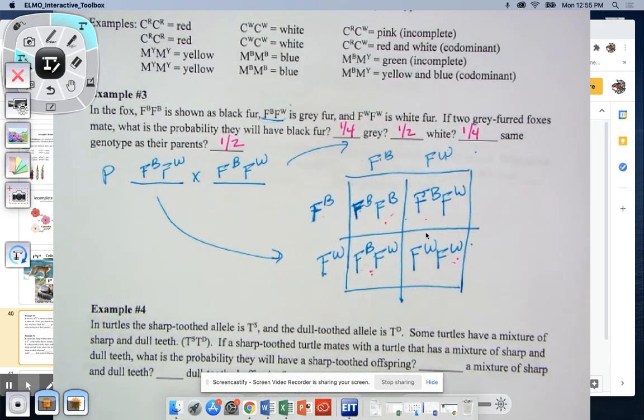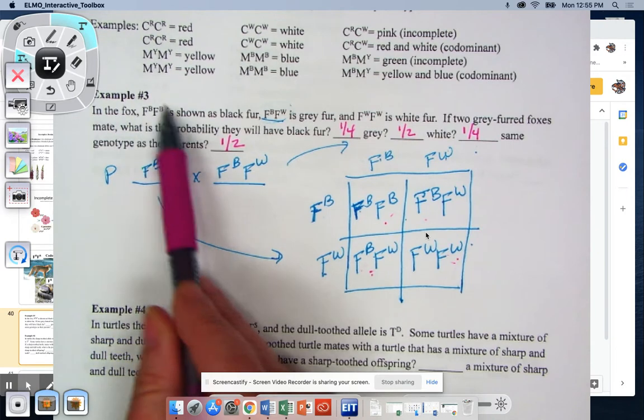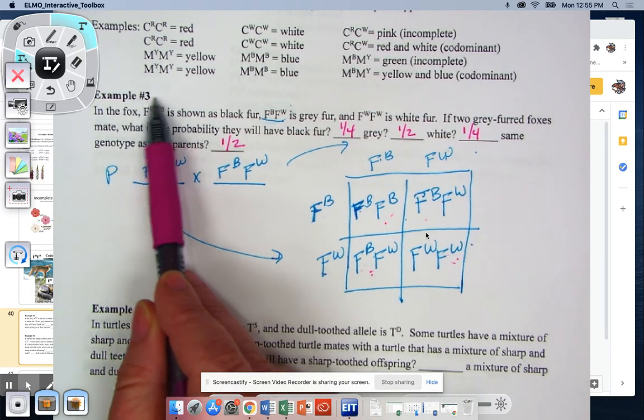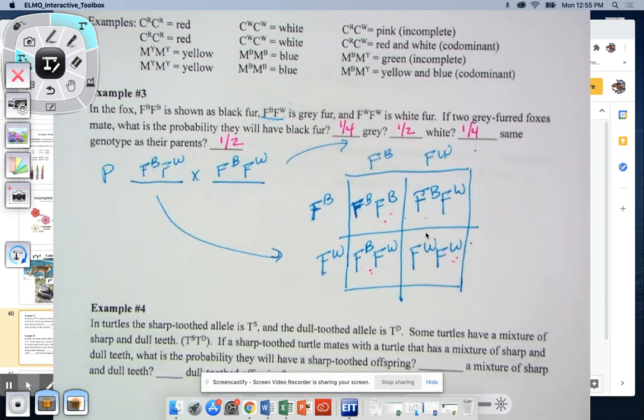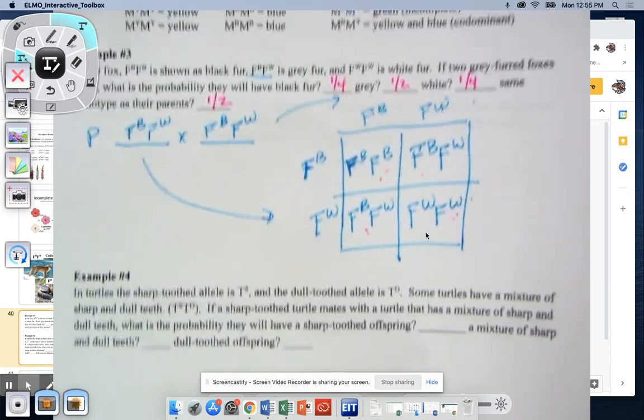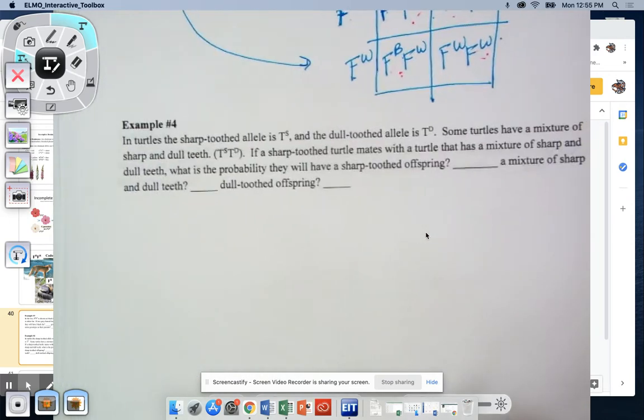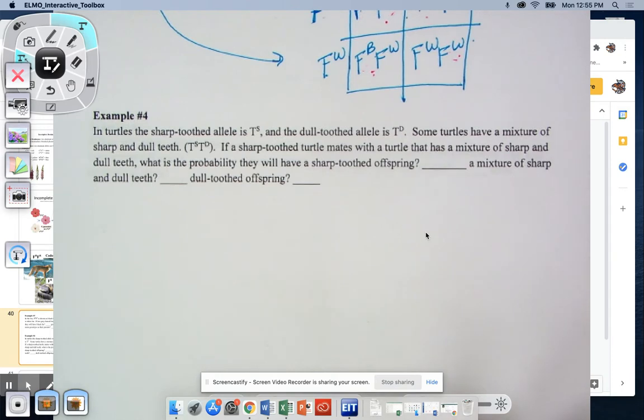Now, if the parents are all homozygous, if they were all FBFB, then what are all their puppies going to be? They're going to also all be FBFB. So it's really about whether the parents are heterozygous or homozygous for different traits. And that's why the offspring either will look like their parents or they won't.